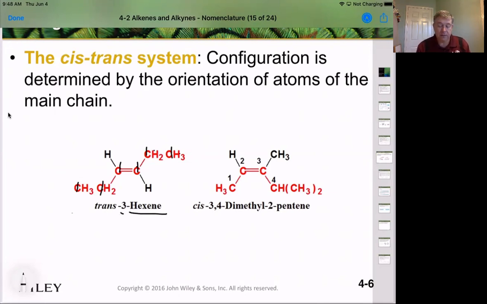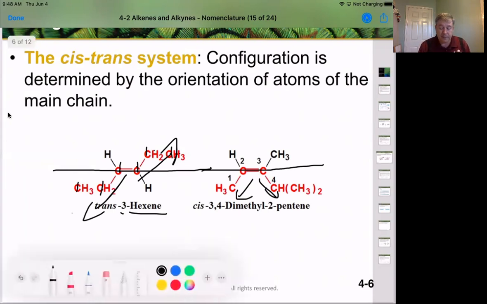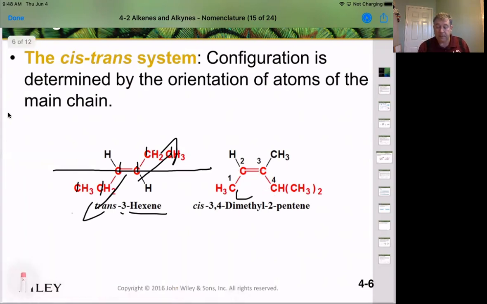And because the two groups are on opposite sides of the double bond, and when I say opposite sides, I'm talking about if we drew a line through this double bond here, are the groups on opposite sides? If they are, that's the trans configuration. And if they're on the same side, this is the cis configuration, okay? So because there's no free rotation, we do have to be properly naming these things without being ambiguous. We must name them that way.